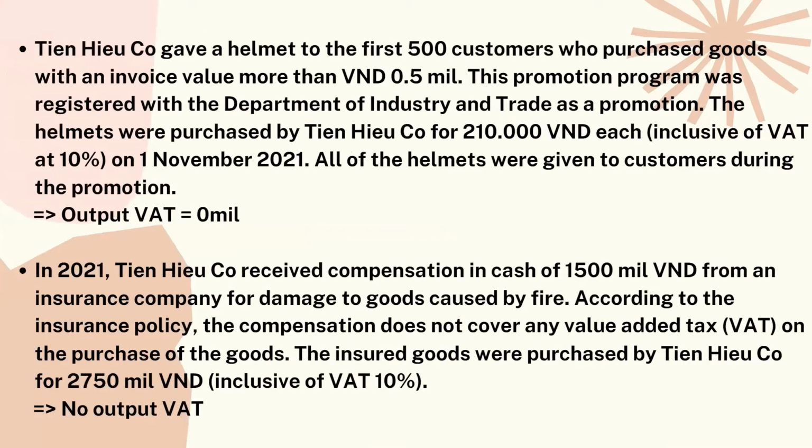Now the remaining examples of VAT output. As mentioned in example 5 of VAT output, we can see Tiền Hiếu company can charge VAT at 10% on a taxable value of 0 for the helmets given away for free because the promotion is registered with the authorities. So we have output VAT equals 0 million. We can see compensation in fact will not be subject to VAT declaration, so we don't have output VAT in this case. Next slide, please.